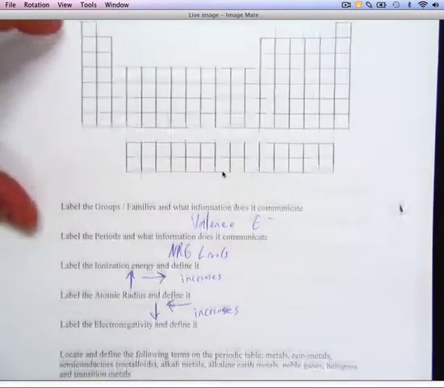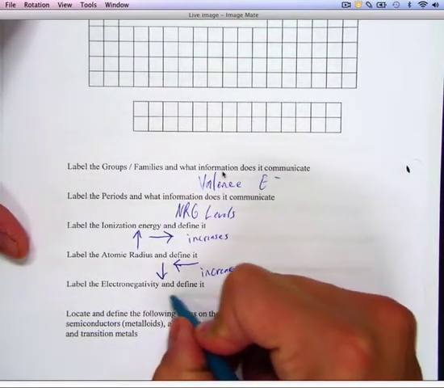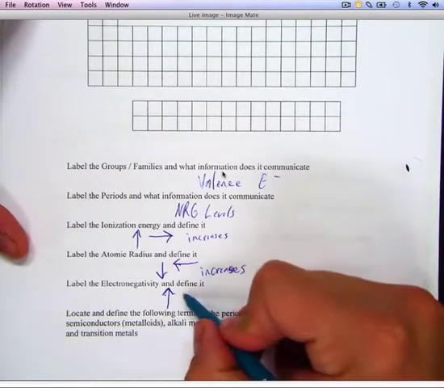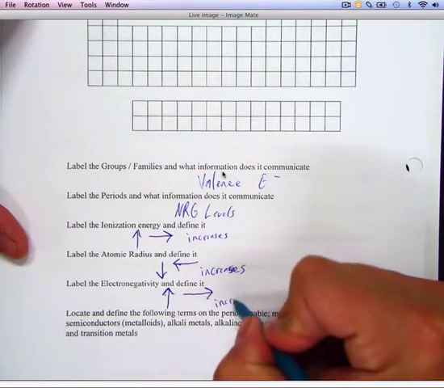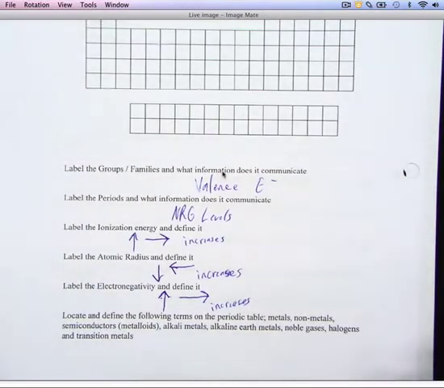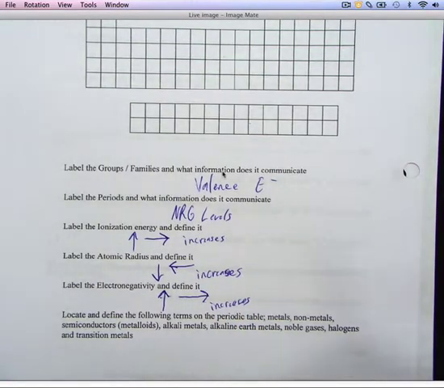Next one is electronegativity, and generally it goes like this, the same as your ionization energy. As you go bottom to top, left to right, it increases. Electronegativity is basically how much an element wants to hold on to an electron. The higher the electronegativity, the more it's going to hang on to the electron. The lower the electronegativity, the more likely it's not going to hold on to the electron. Those are the trends you're going to work with, and we're going to talk more about them in class and do some work on them.